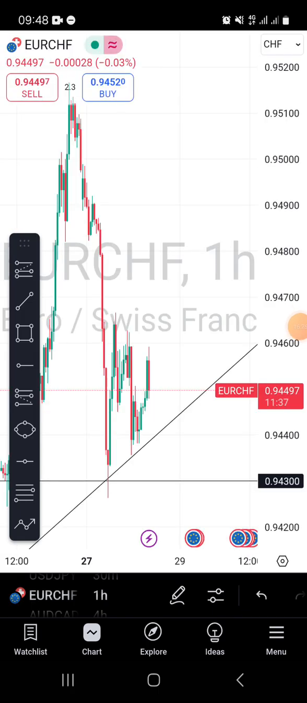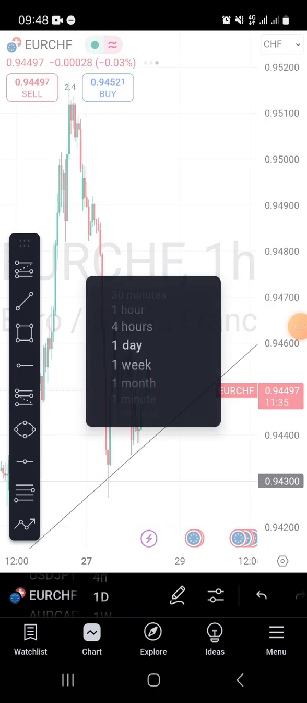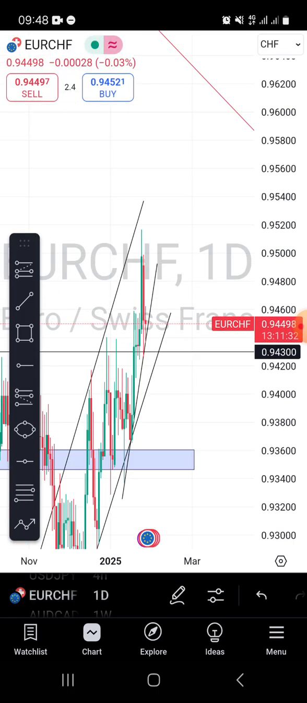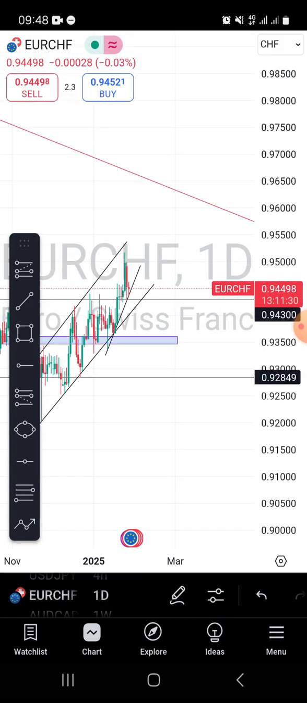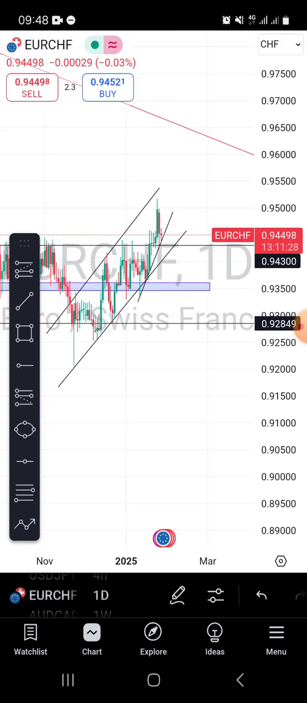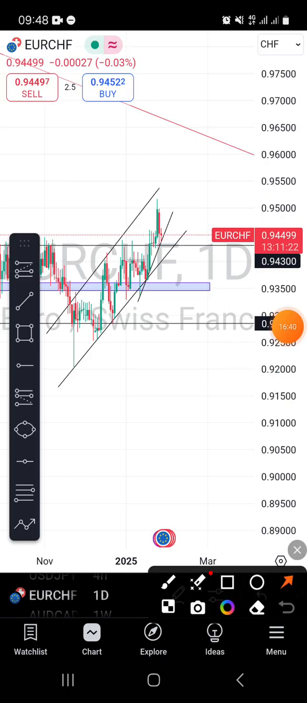Euro CHF daily. Euro CHF, we can see is on an uptrend: first touch, second, the third, the fourth. On that is that on what is it called, the daily time frame. I'll recap. First touch, second, third, fourth.